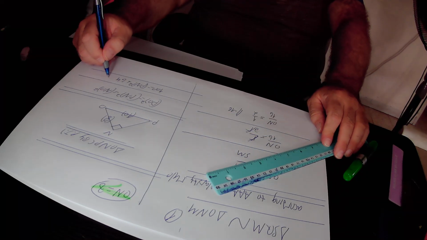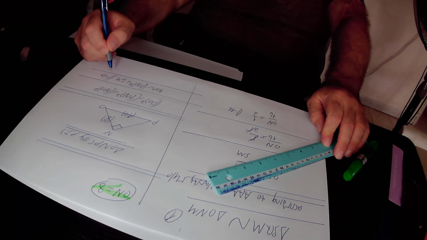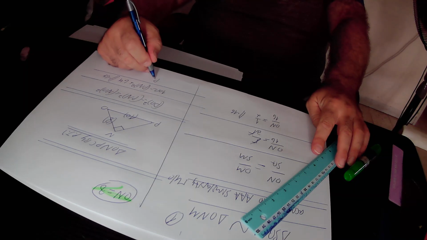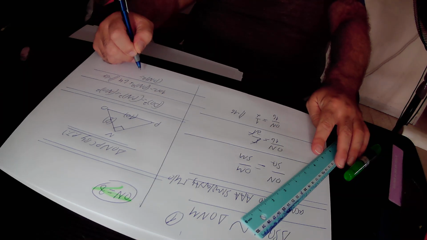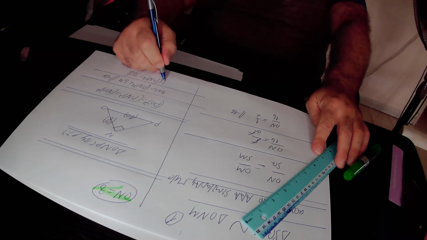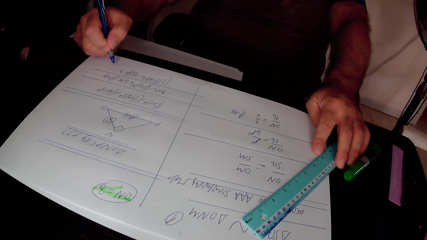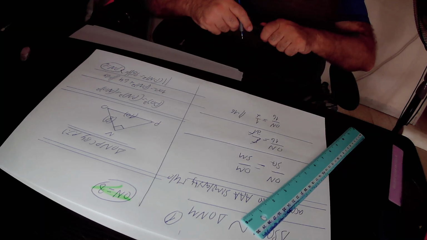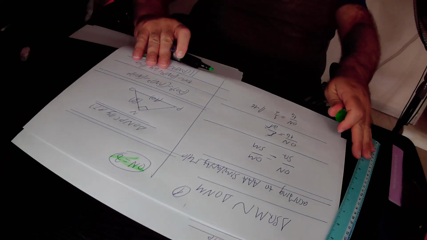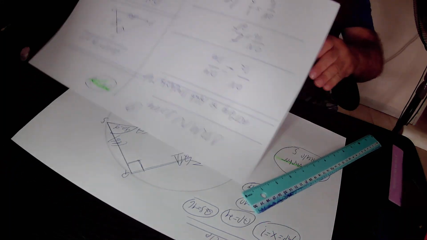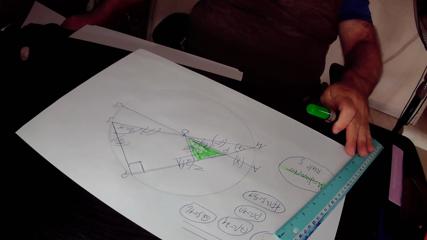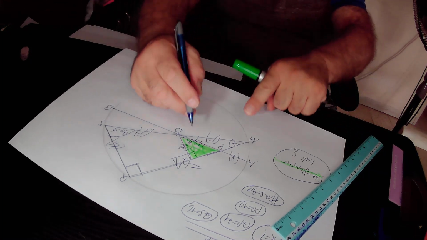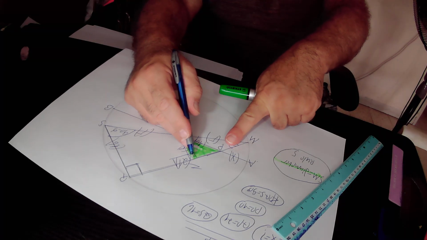Here we subtract 64 from this equation, and we get that PN squared equals 100 minus 64, which is 36. So PN squared equals 36. Here we take a root of this equation and finally get that the missing side PN equals the square root of 36, that is 6. So we found out that the length of this missing side PN is equal to 6 units.